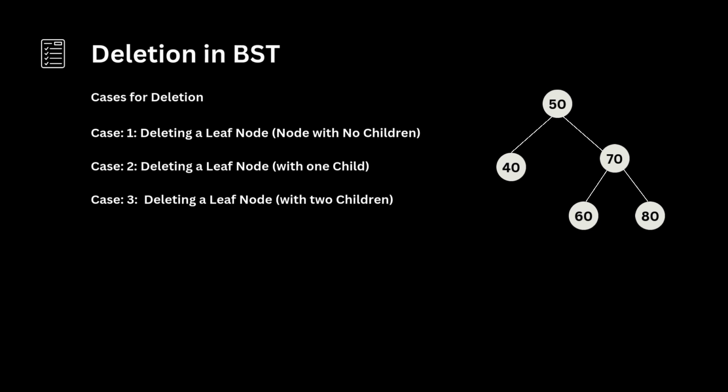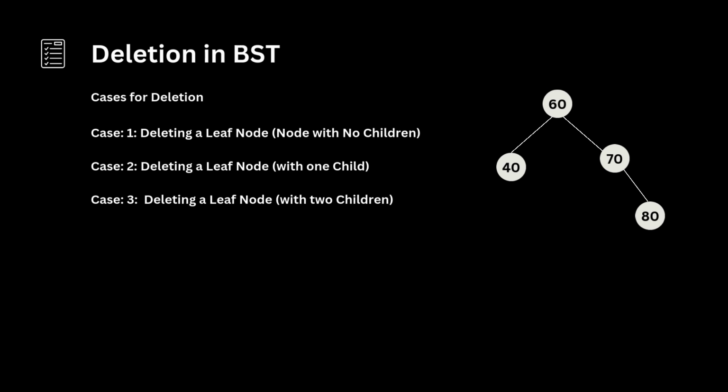Case 3. Deleting a node with two children. Find either the in-order predecessor, the largest value in the left subtree, or the in-order successor, the smallest value in the right subtree. Replace the node with the in-order predecessor or successor and remove the predecessor or successor node from its original position. For example, in this tree, if we delete 50, the in-order successor of 50 is 60, that is the smallest node in the right subtree. Replace 50 with 60 and then delete 60 from its original position.